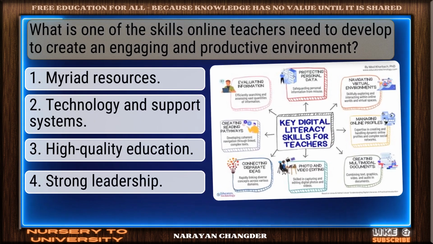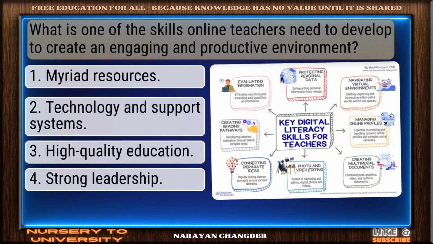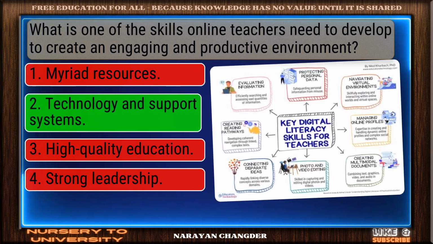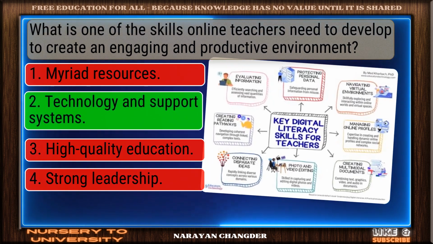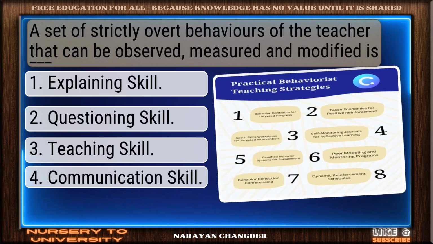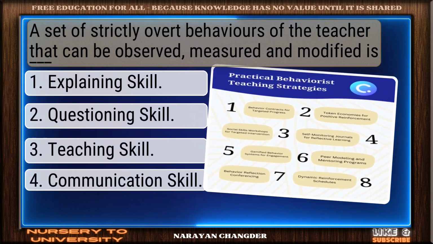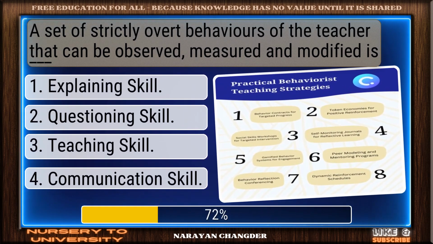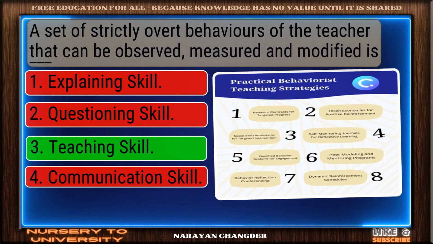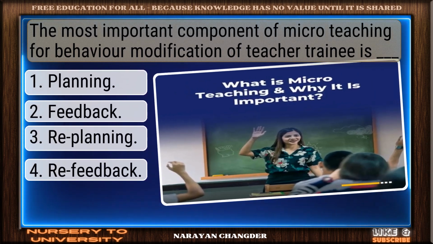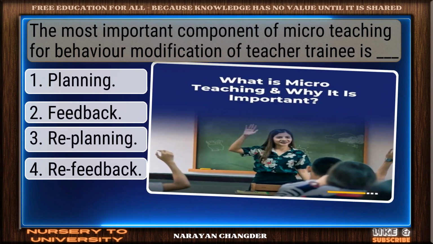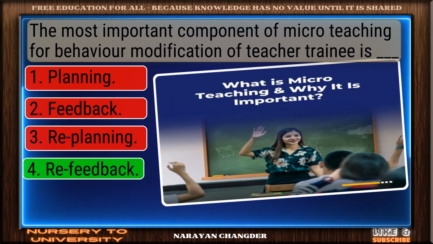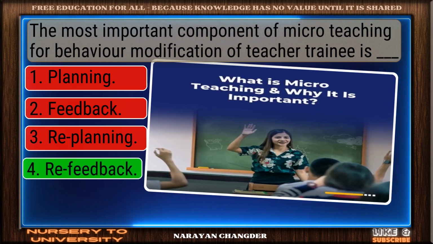What is one of the skills online teachers need to develop to create an engaging and productive environment? Solid response. Technology and support systems is a valid choice. A set of strictly overt behaviors of the teacher that can be observed, measured, and modified is dash. Right choice. Teaching skill is the best answer. The most important component of micro teaching for behavior modification of teacher trainee is dash. Nice selection. Re-feedback is the correct and valid answer.